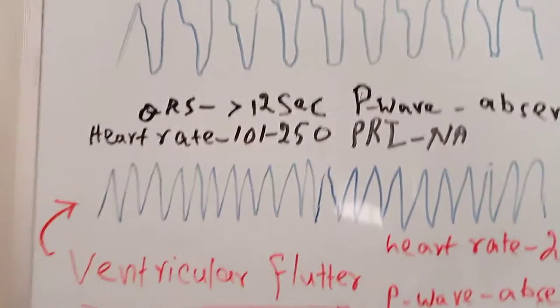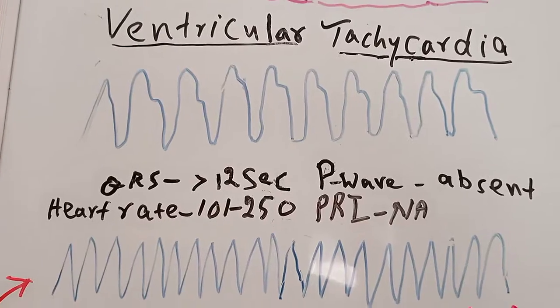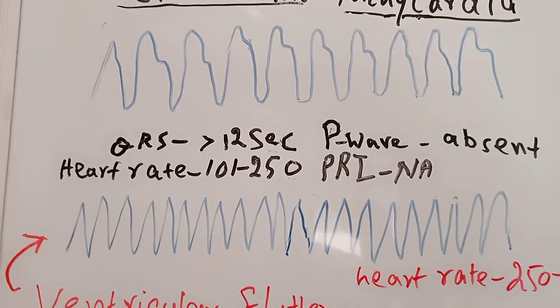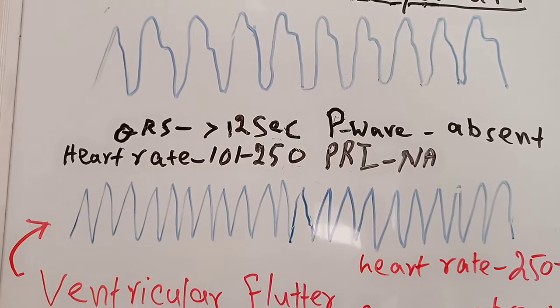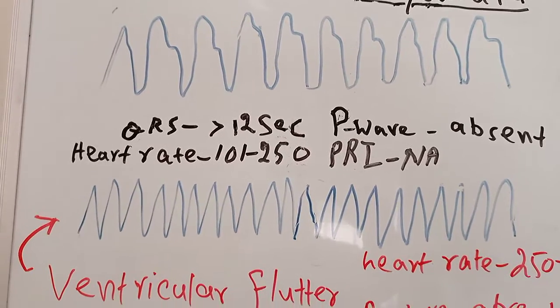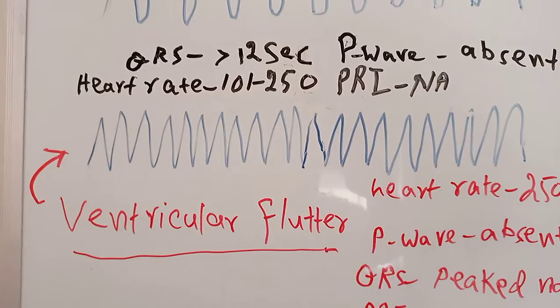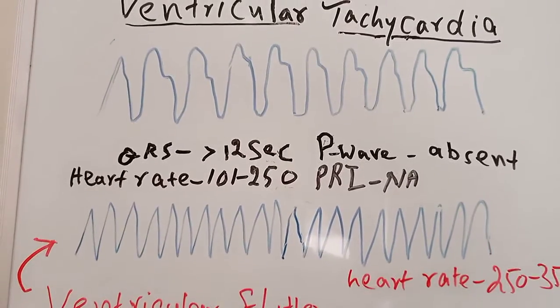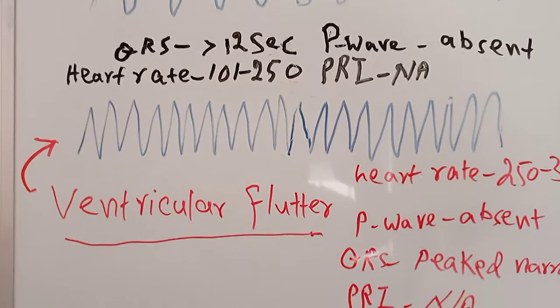This is ventricular tachycardia and ventricular flutter together. Tachycardia is 101 to 250 and ventricular flutter 250 to 350. They will be wide and bizarre, and they will be narrow and peaked.